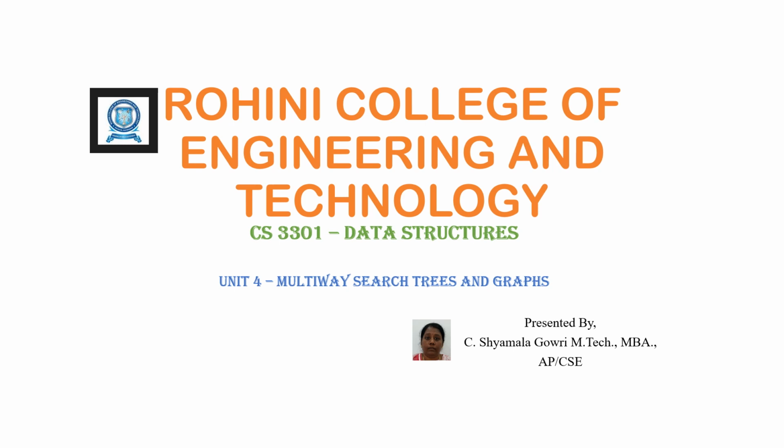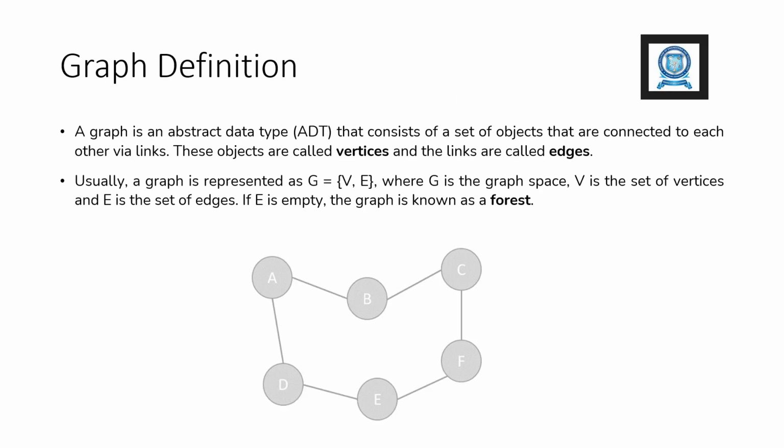CS 3301 Data Structures, Unit 4 Multi-Way Search Trees and Graphs. I'm going to explain the concepts about graph in data structures.